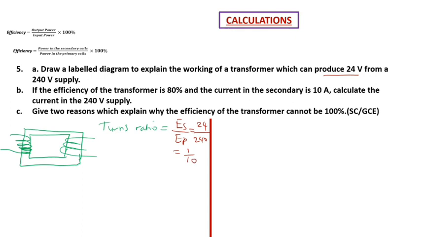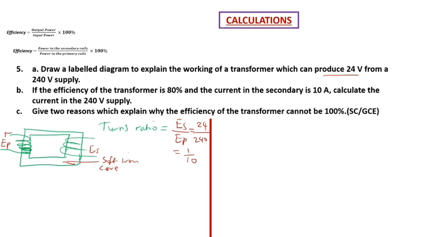So what that means is that when this is going to be 10 turns, we're going to just have 1 turn here, or a multiple of 10 for this. Whatever this is going to be, the primary coil is going to be 10 times more than the secondary coil. So that gives us the turns ratio. So we've drawn it, so you can put the labeling. So we have EP, ES, the transformer core, soft iron core.